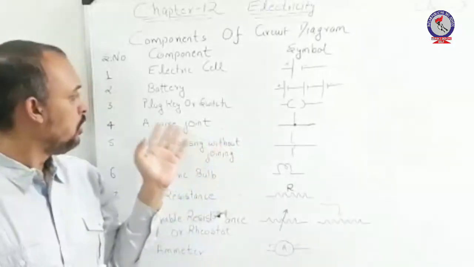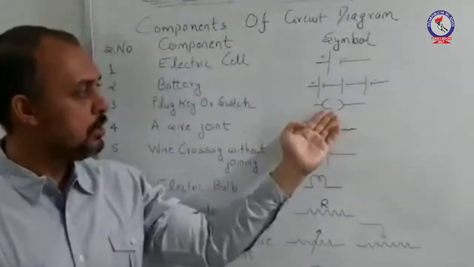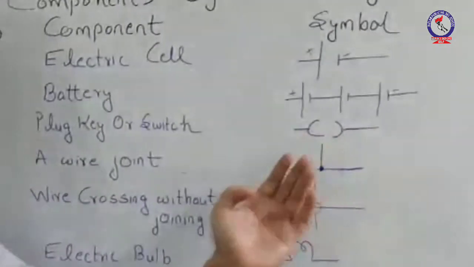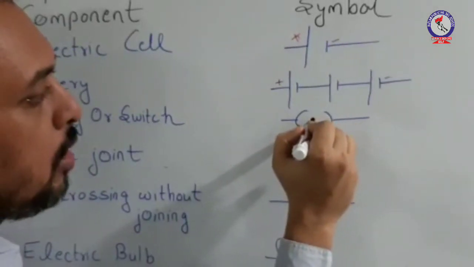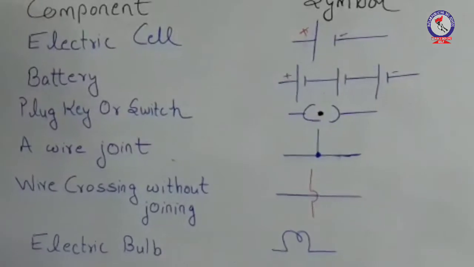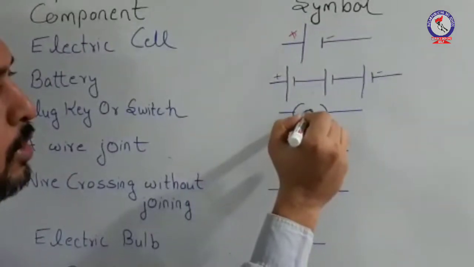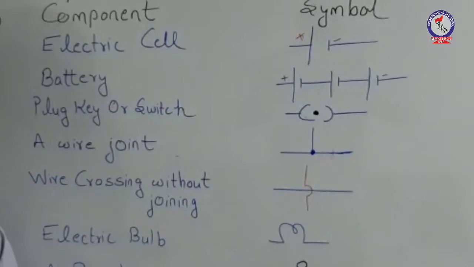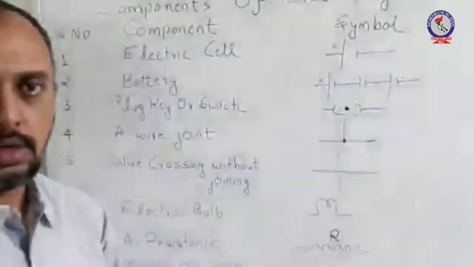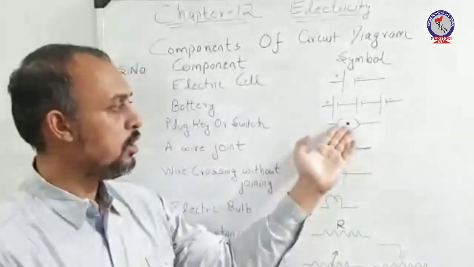Now the third component is a plug key or your switch. As you can observe, simply two brackets. Now this represents an open switch. If I put a dot here, it represents a closed switch. I am again showing: if there is nothing between the two brackets, this represents an open switch. If I put a dot here, it represents a closed switch. So in order to complete your circuit and allow the electric current to flow in a circuit, you should keep in mind that if a circuit contains multiple switches, all the switches should be closed.